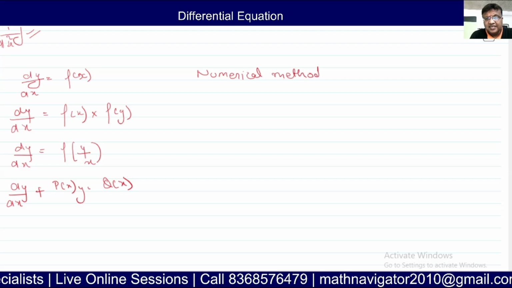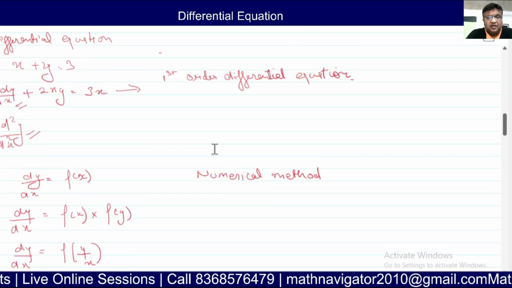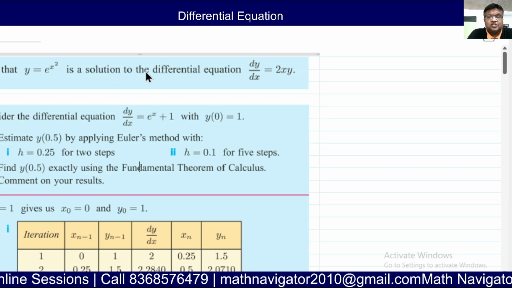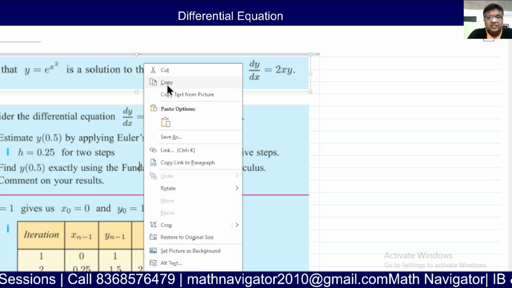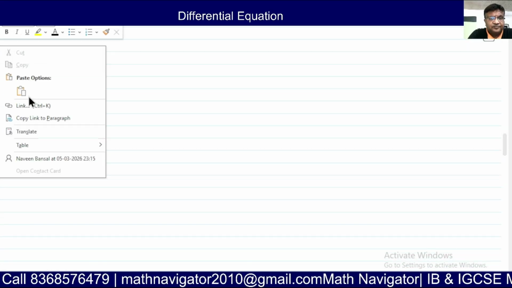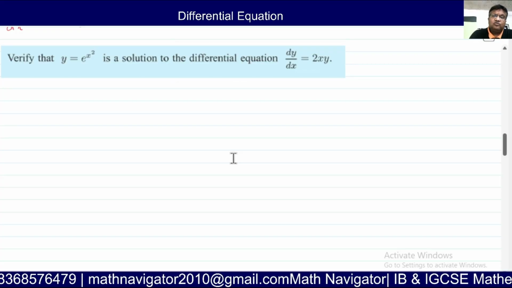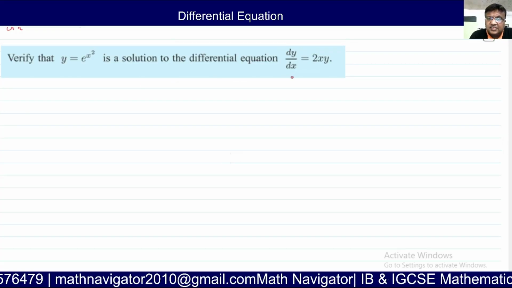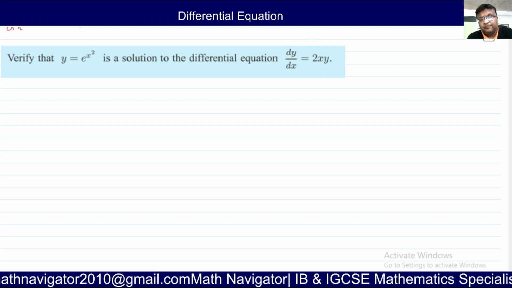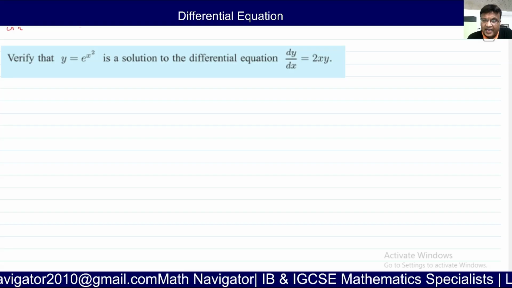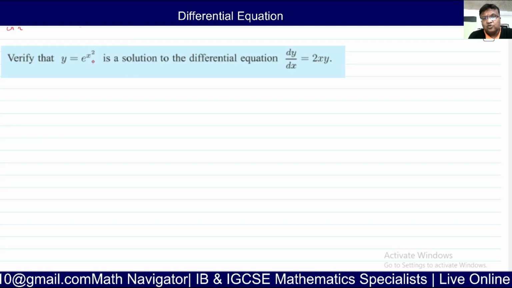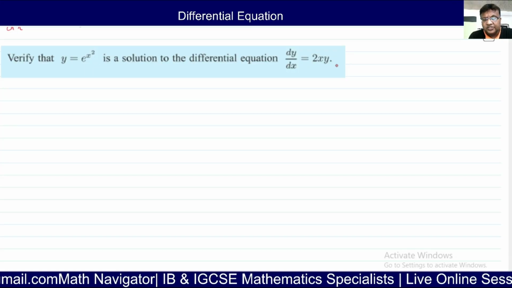So first, let's do a very simple thing in differential equations. Verify that y is equal to e^(x²) is a solution of the differential equation. What do we mean by this? When we solve these differential equations, we get y in terms of x. I'll explain what this means.